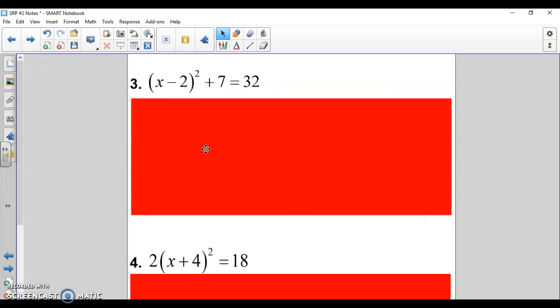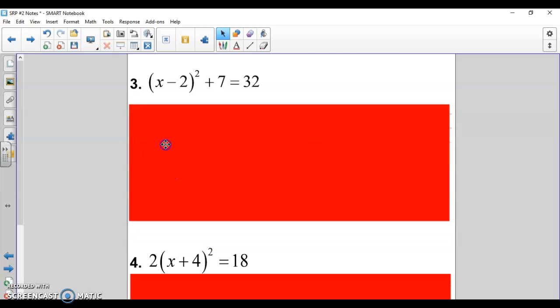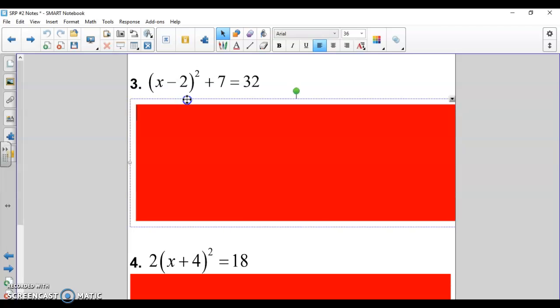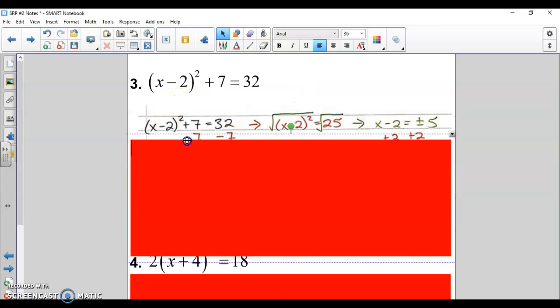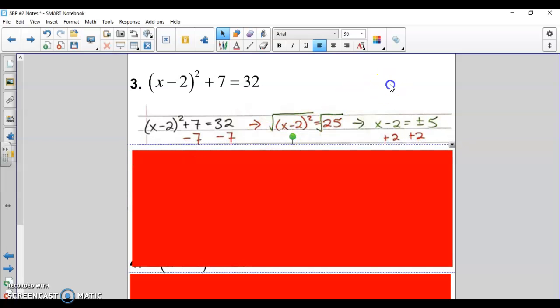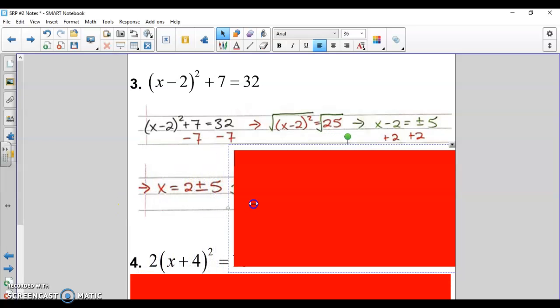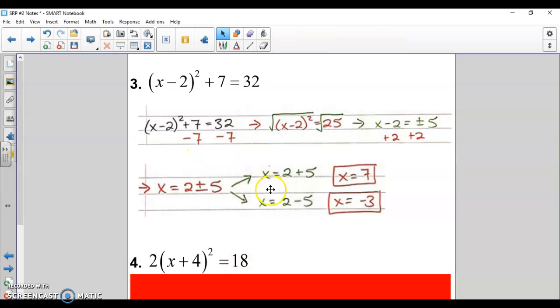Next 2, we have a couple of steps involved first. The parentheses is not by itself on this one, so I need to subtract 7 first. Let me get this situated. So I subtract 7 first and get 25 on the right side. Then I square root both sides. Now it's just like the last 2 problems. I get x minus 2 equals plus or minus 5. I sneak that 2 out front, so it's 2 plus or minus 5. Then I have 2 answers that I split up. 2 plus 5 is 7, 2 minus 5 is negative 3, and those are my 2 answers.